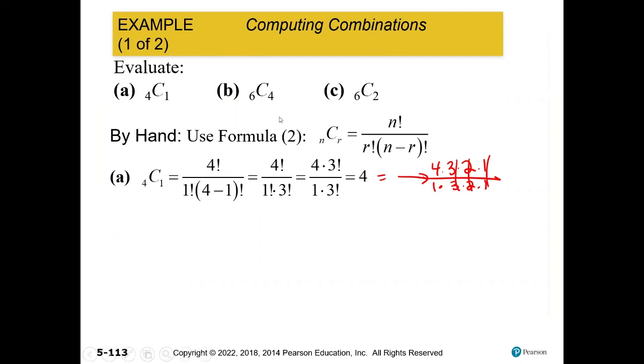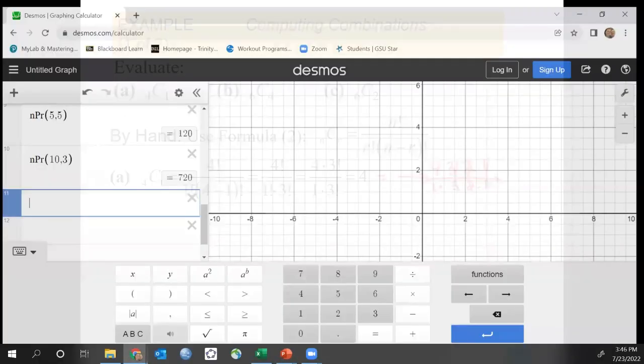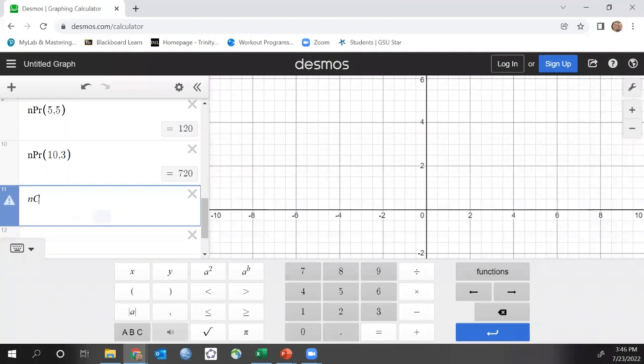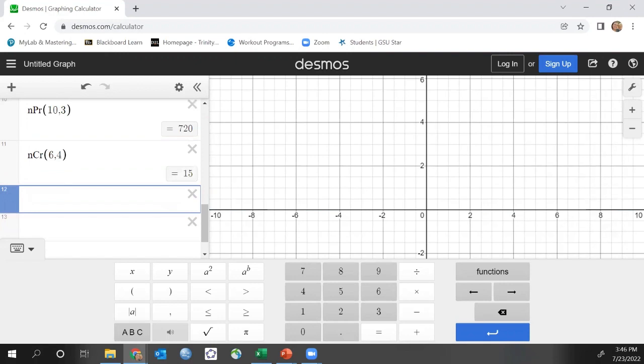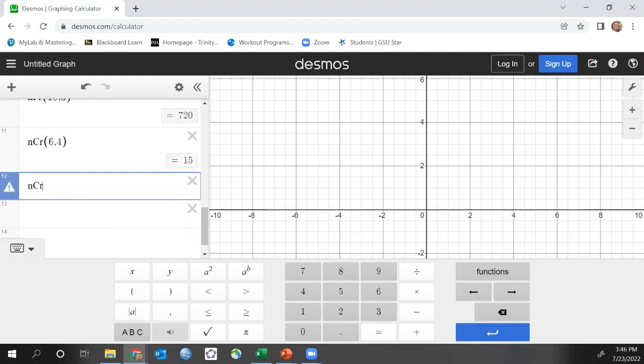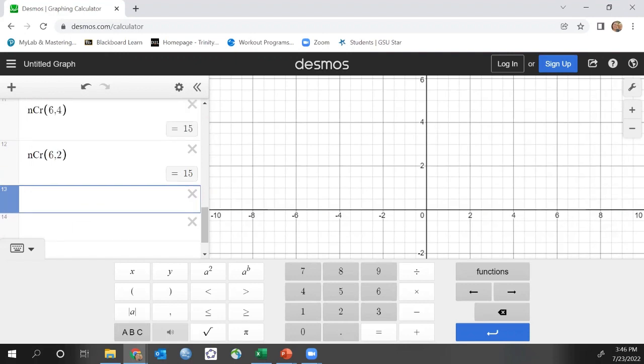Let's do 6 choose 4 and 6 choose 2. Okay. So again, I can do n capital CR. That is my combination here instead of nPr. What did I say? It was 6 choose 4. nCr 6 choose 2. Any of the ones I have, again, I can use right there.